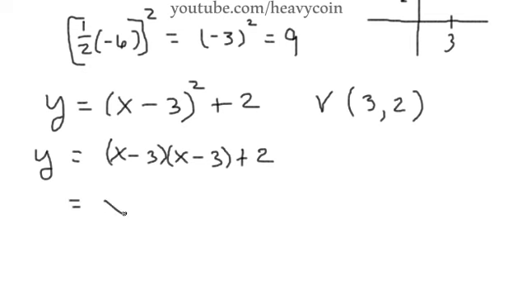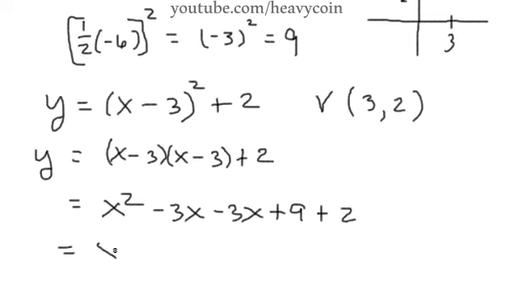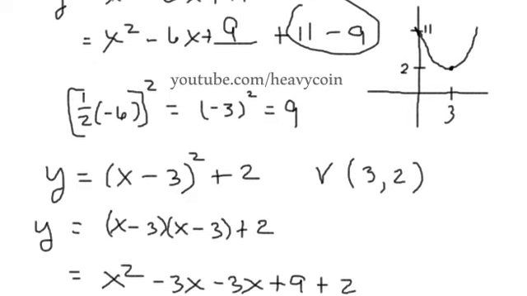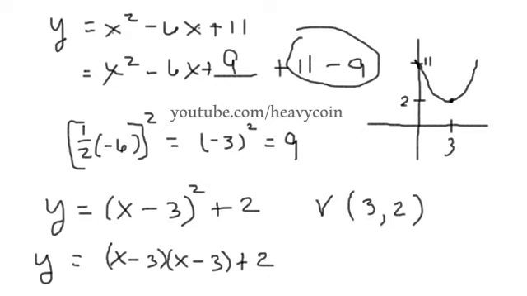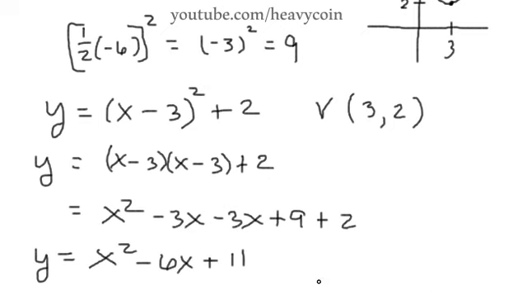So x times x is x squared. X times negative 3 is negative 3x, and negative 3 times negative 3 is positive 9. And of course, don't forget the 2 out here. So we have x squared minus 6x plus 9, plus 2 is 11. And that is what we started with. Right, x squared minus 6x plus 11. Just can't get everything on the same screen. Okay, good enough.